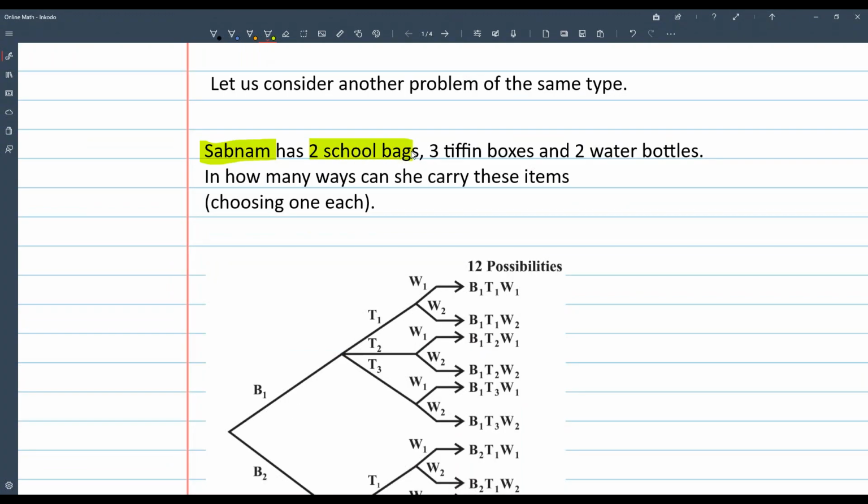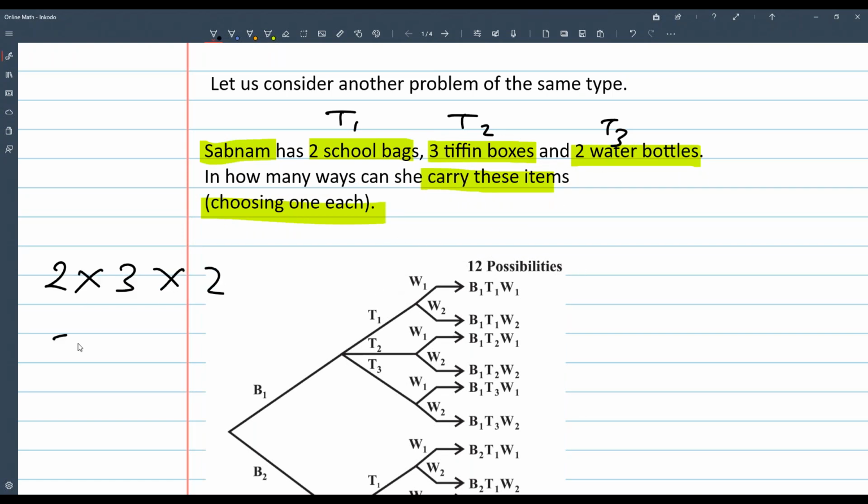Shabnam has 2 school bags. Now Shabnam has to perform 3 tasks together. She has to carry only one of these items. Here she has to choose a bag, a tiffin box, or a water bottle. Now she has to perform 3 tasks together. So in how many ways can she do it? She can perform it in 12 ways.